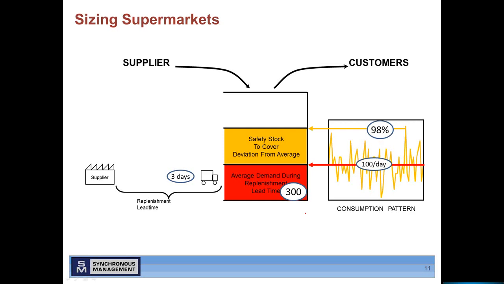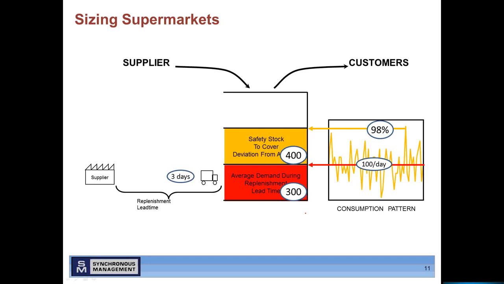So let's assume that we want a 98% service level. And let's just assume for the purpose of the discussion that means I need 400 units of safety stock. I'm not going to go through the calculation of that because we don't have the data here to do that. So let's assume our safety stock is 400. Now what this means is when the inventory in the supermarket drops to 700, I order some more from my supplier. The question then becomes, how many do I order?